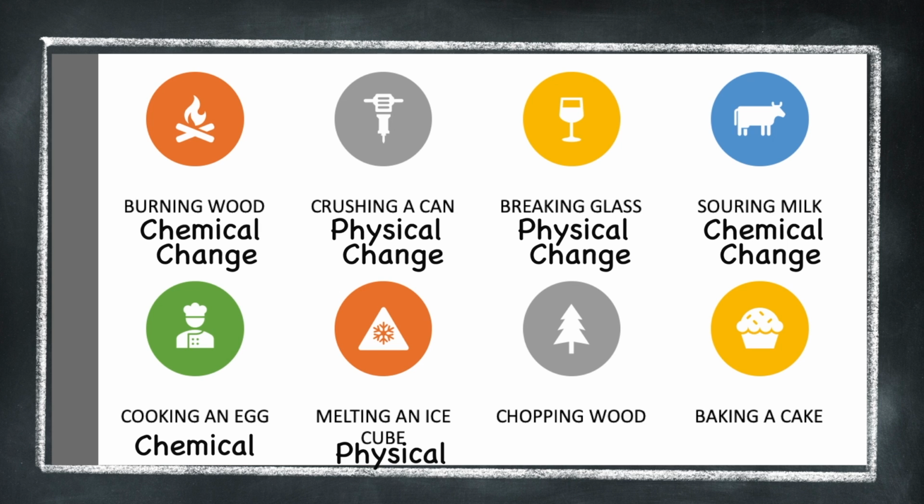Okay, let's think about this. If we're chopping a tree down, okay, we're chopping some wood, okay, do we change the chemical makeup of that tree? No. Okay, we might alter its appearance. It might be from standing up vertically to being on the ground, or it might look significantly smaller, but it is still made up of wood. So that's going to be a physical change.